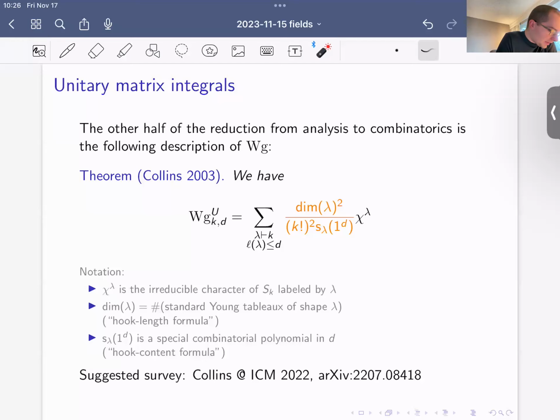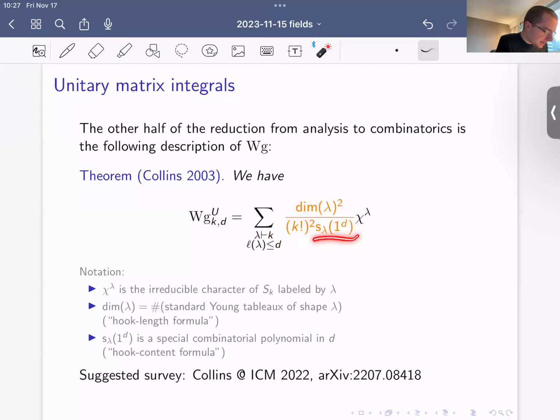And the point here, though, is that the coefficients have this combinatorial form. So this so-called dimension of lambda is a fancy way of writing the number of certain Young tableaux with this shape lambda. And it doesn't really matter what this is for the purposes of this talk. My point is just that there's a straightforward combinatorial formula for this. Down here is just a factorial.